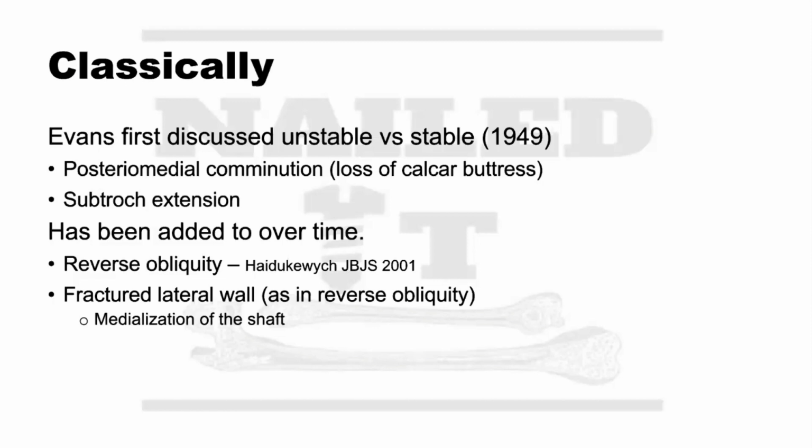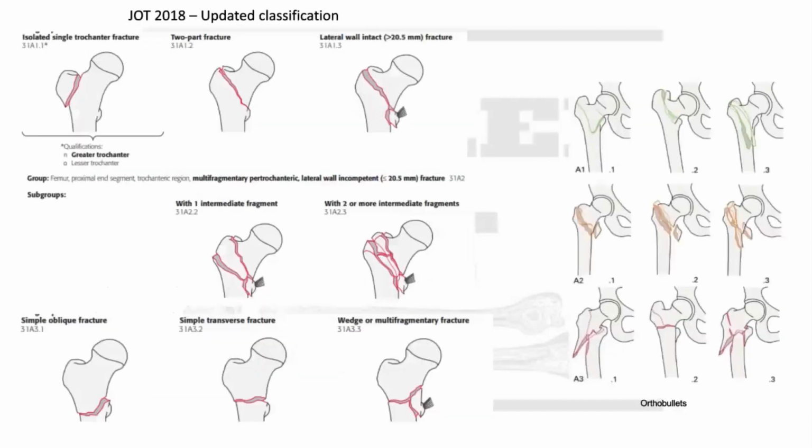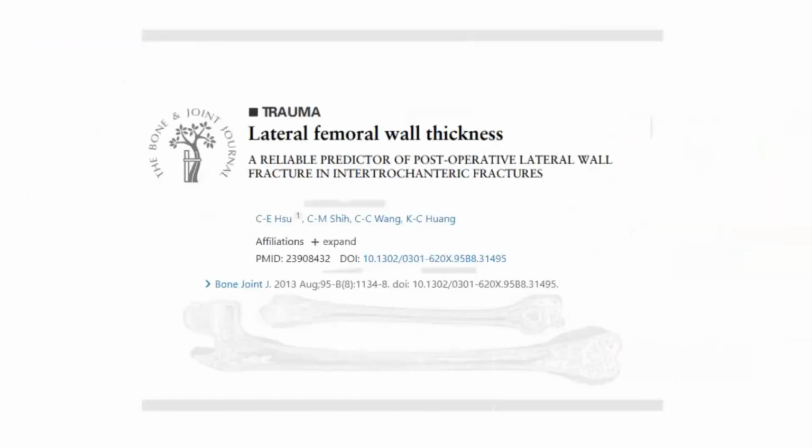So the four things being posteromedial comminution, subtrochanteric extension, reverse obliquity, in part because of the fracture of the lateral wall, and then a thin lateral wall at risk of fracture. Well, here's that fracture classification again for those of you at home looking at your screens. So let's talk about lateral femoral wall thickness.